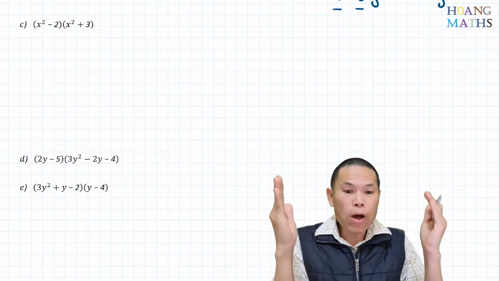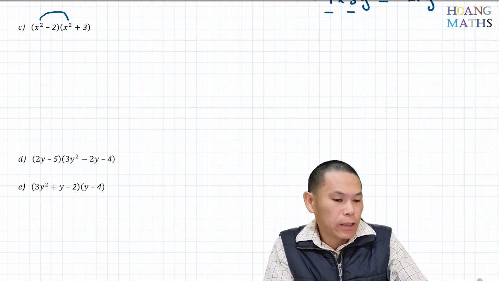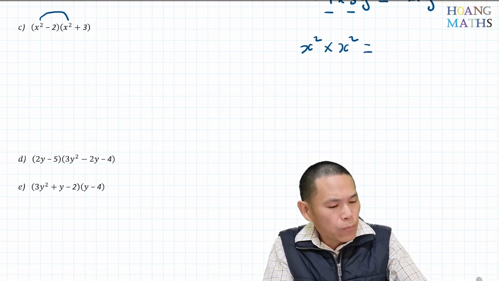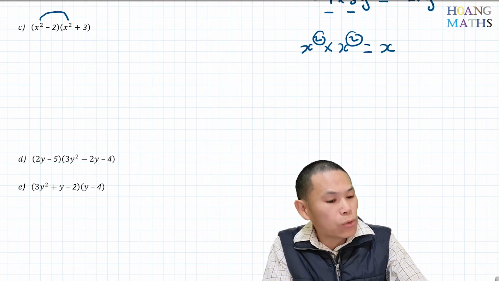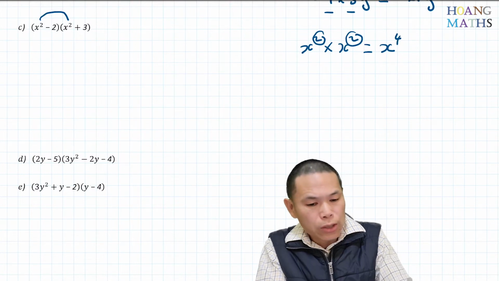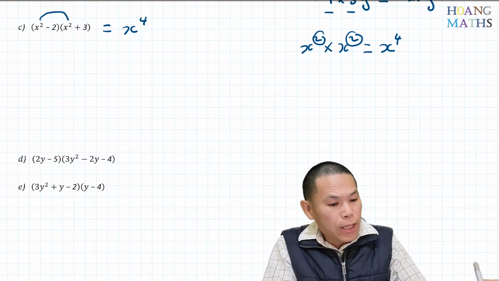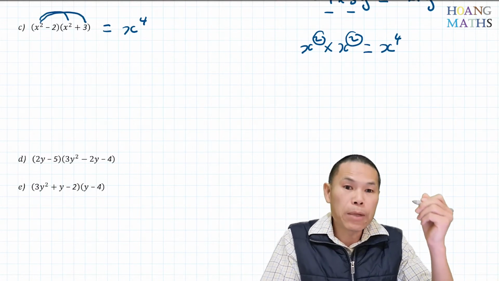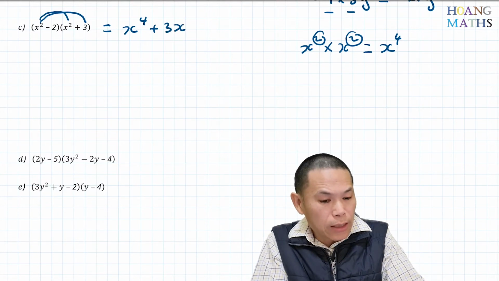Next one. Same rule applies. So we just go x squared times x squared. For the powers, remember, we just add them together. So x squared times x squared, we go 2 plus 2 is 4. So that becomes x to the power 4. And then we have x squared times 3. So that means 3x squared. But it's plus. So plus 3x squared.